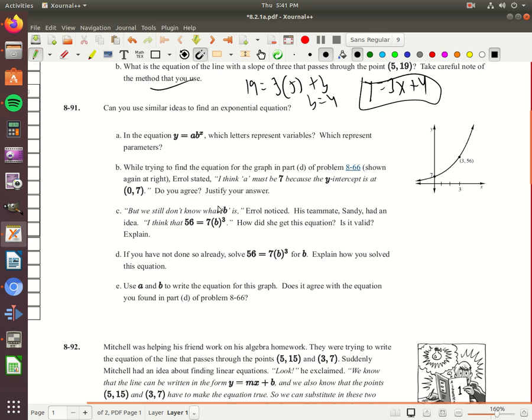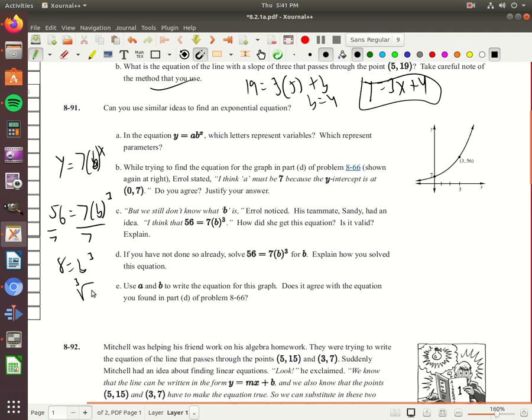We have the equation y equals a times b to the x. We've already determined that the a was 7, so I'll change this a to 7. And we have this point (3, 56), right? So I can change the y to 56, and I can change the x to 3. I agree with that 100%. It's just like the one that we just did. And now I can divide by 7. 8 equals b to the third.